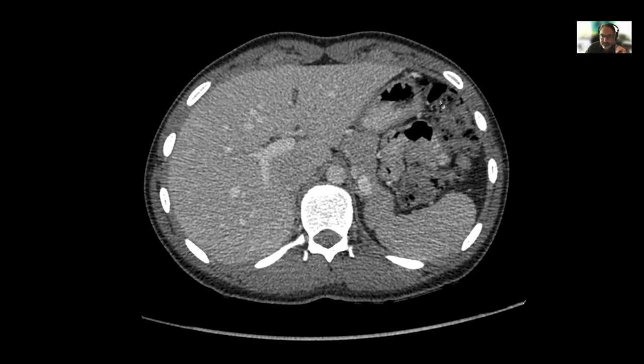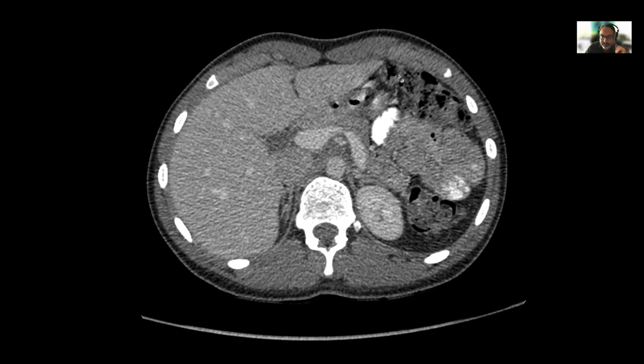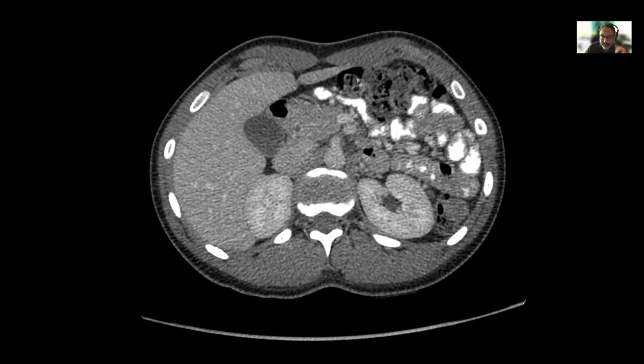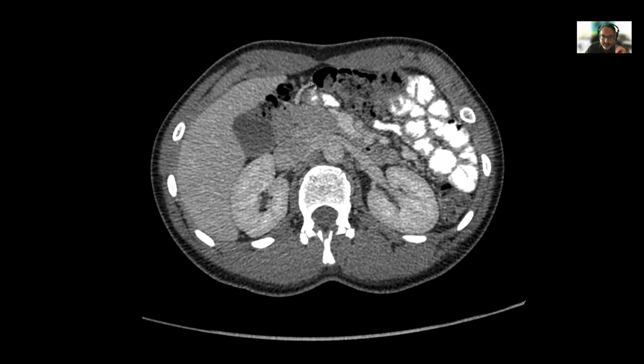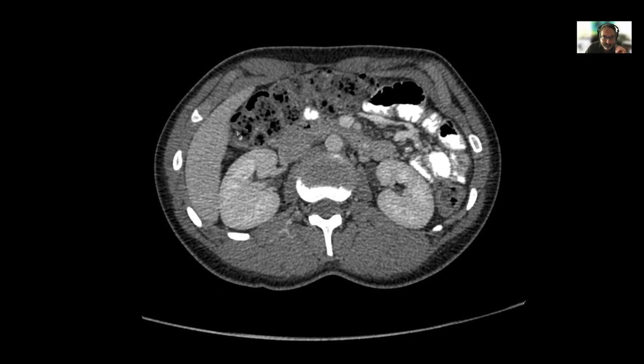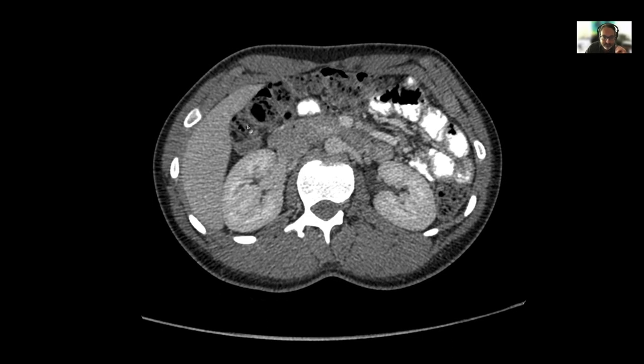So let's keep following the transverse colon. The transverse colon will keep going to the side of the liver. So we're still following the transverse colon here. And now here we are. This is the hepatic flexure.